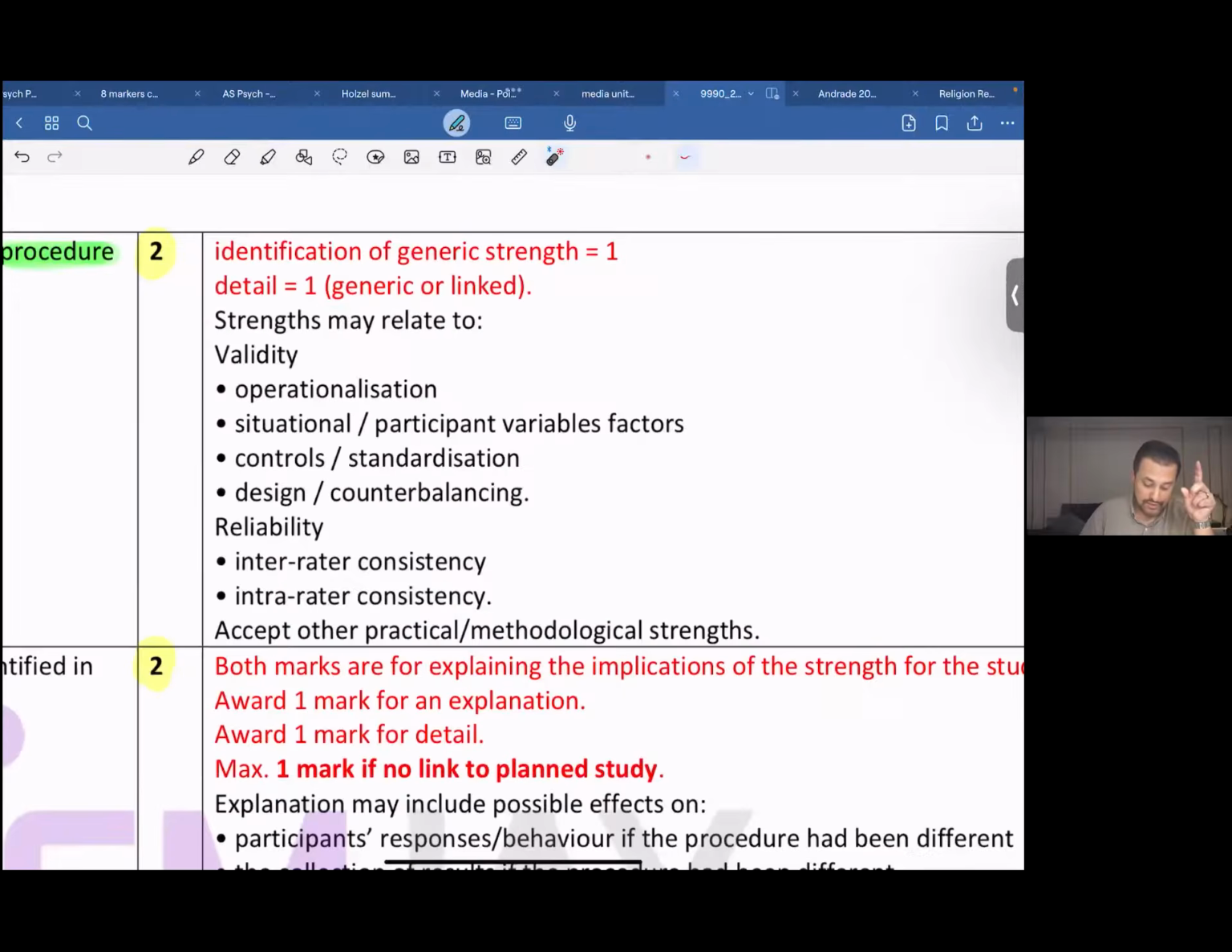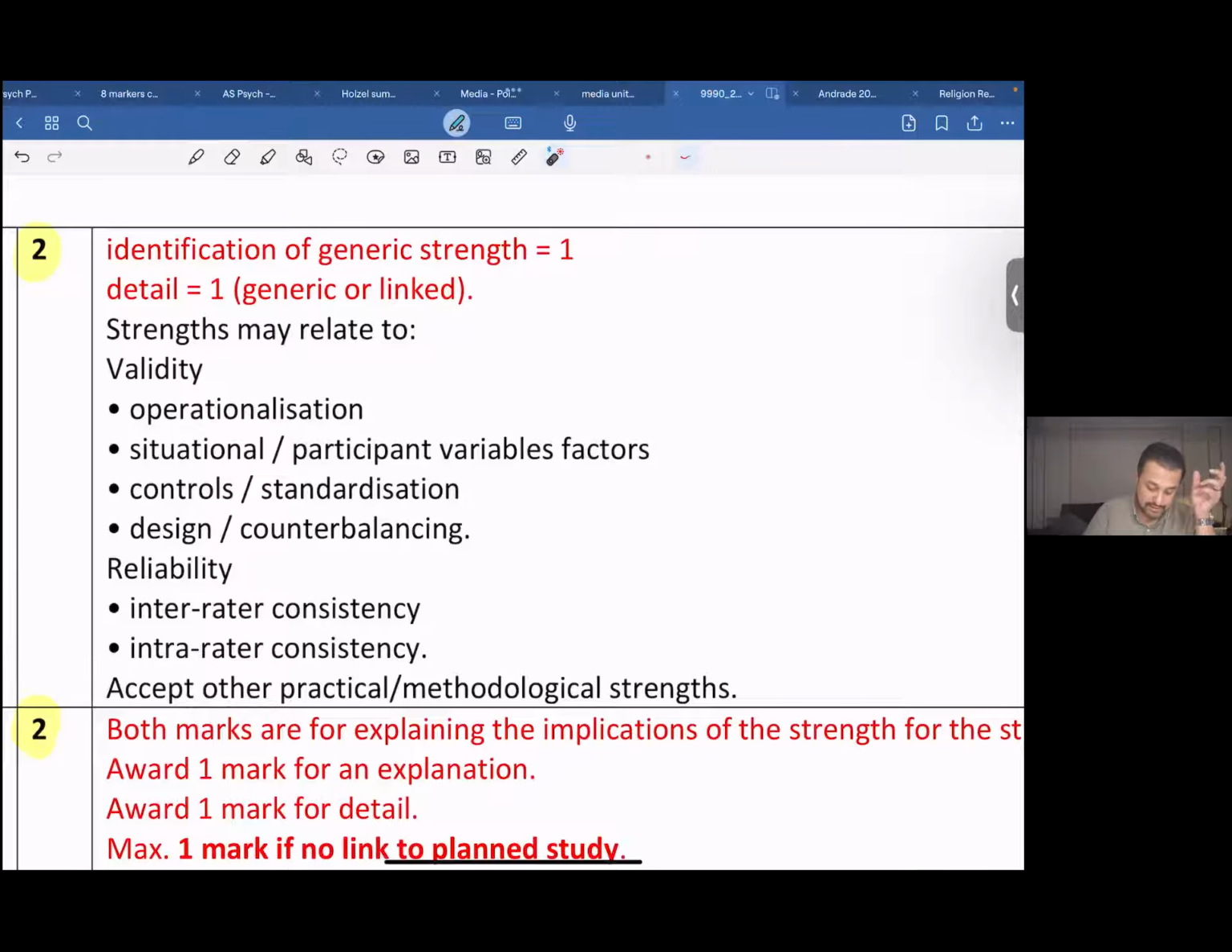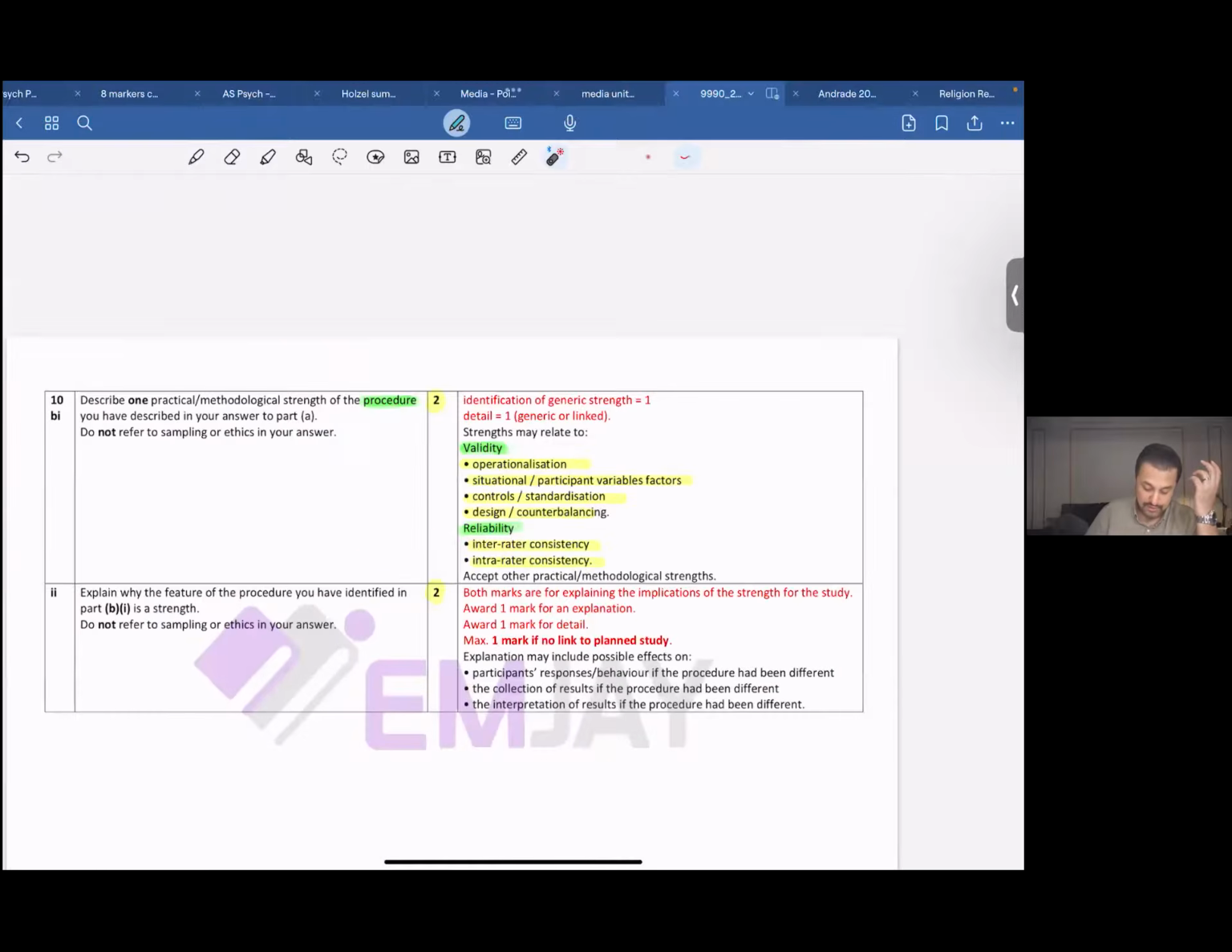Again, it's a 2-mark question. You get the first mark for identification, the second for detail. A methodological strength could be operationalization, situational or participant variable factors being controlled, control, standardization, design or counterbalancing. You could use reliability. Reliability could be used. You could use inter-rater consistency. You could have more than two raters there, more than two observers. Intra-rater consistency. Inter-rater is two people rating. Intra-rater is you rating it again, except the practical or methodological strengths as well.